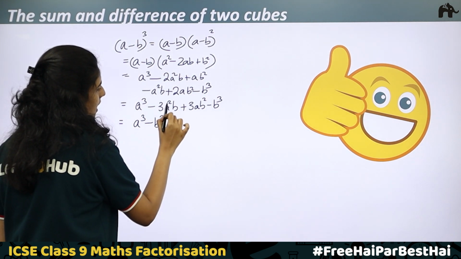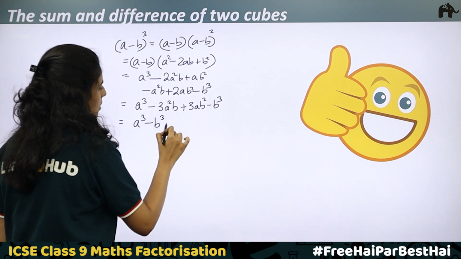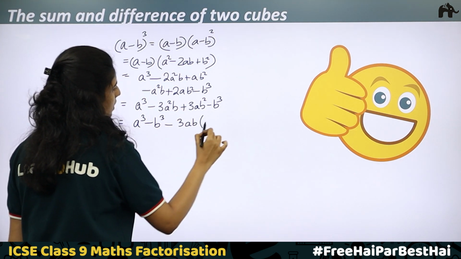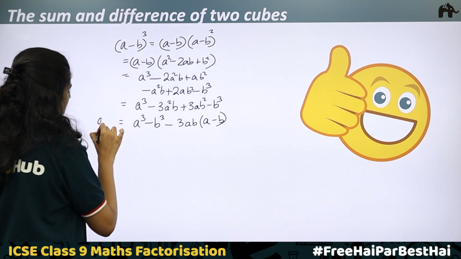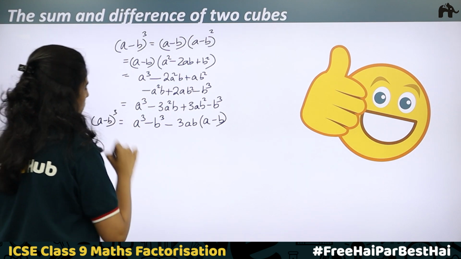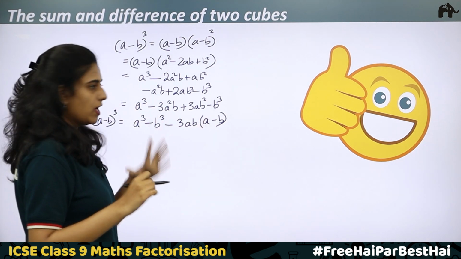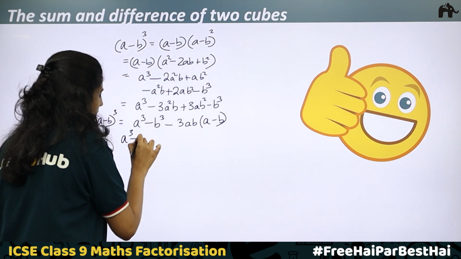This can be written as a cube minus b cube. Here we have 3a square b and 3ab square. So I am taking out minus of 3ab, remaining will be having (a minus b). So (a minus b) whole cube is equal to a cube minus b cube minus 3ab into (a minus b). So what is the difference of two cubes? That is a cube minus b cube.